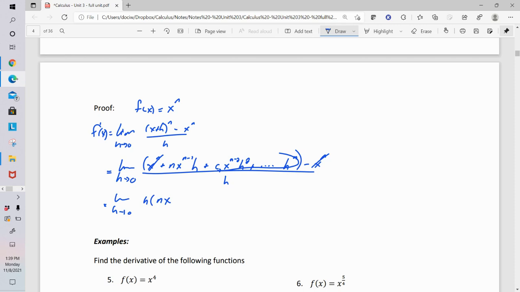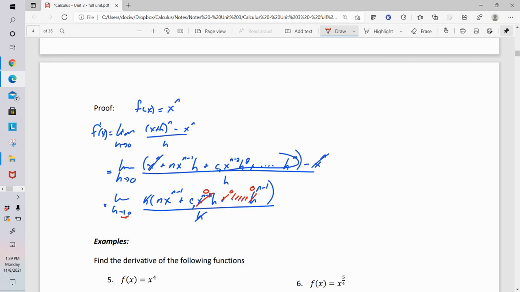I have n x to the n minus 1, the h comes out, plus now this is c1 times x to the n minus 2 h, plus all of these terms down to the h to the n with an h factored out. Every single one of those terms is still going to have an h in it. First of all, h divided by h will equal 1. But then when I substitute 0 in for the h, this term becomes 0, and every one of these terms in here all become 0.